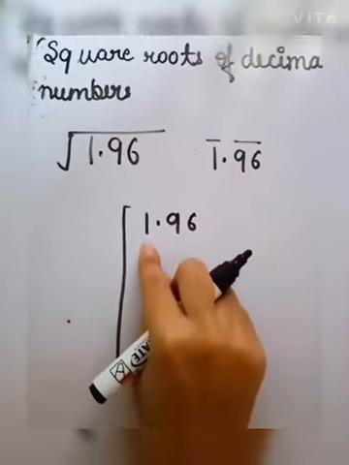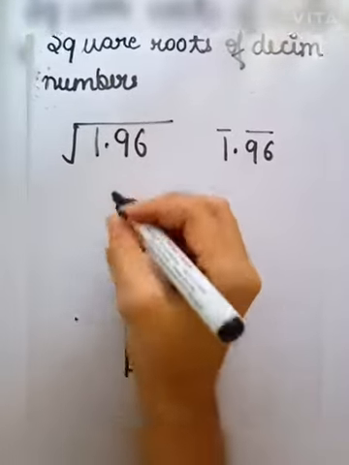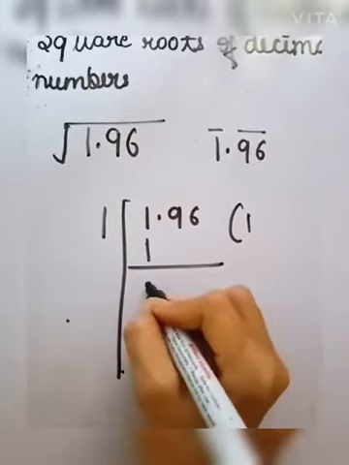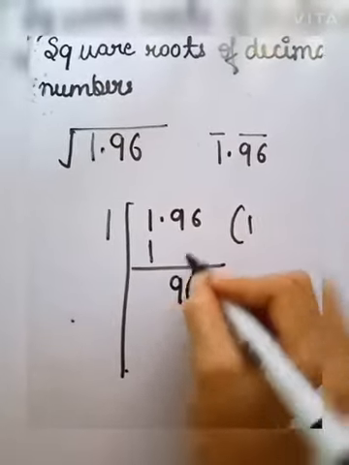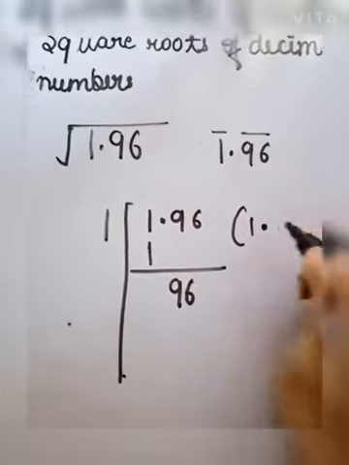Now you have to think of a number whose square is either equal to 1 or close to it. So square of 1 is 1. Minus. Now you have copied 96, which is after decimal. So put a decimal here.